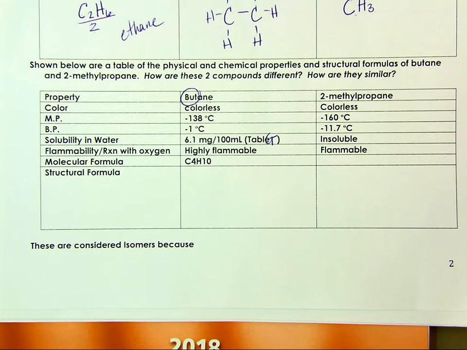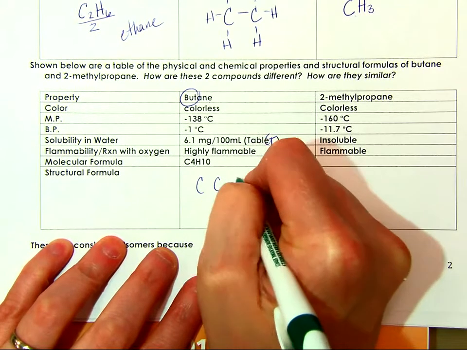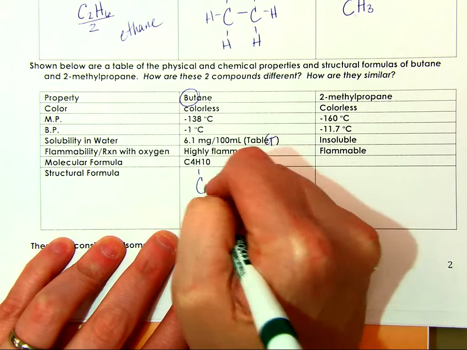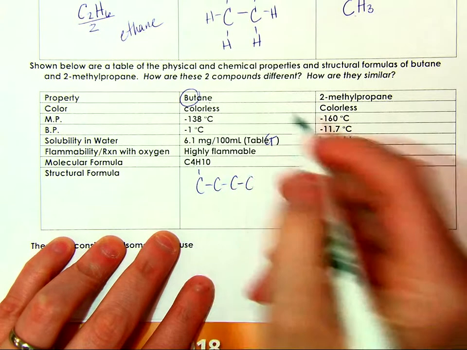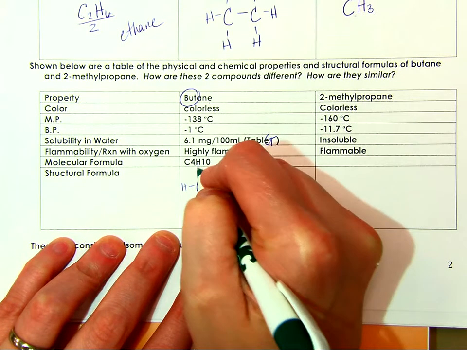And if we were to take a look at the molecular formula for butane, it's C4H10. So let's just take a quick look at that. Structurally, if we were to build it, we would have 1, 2, 3, 4 carbons, and then attached, a hydrogen here, hydrogen here, hydrogen here.